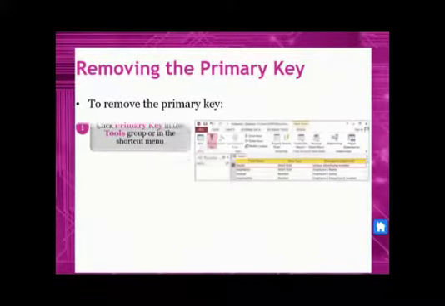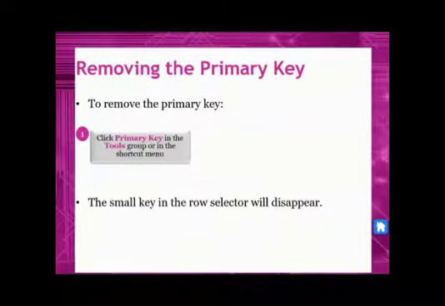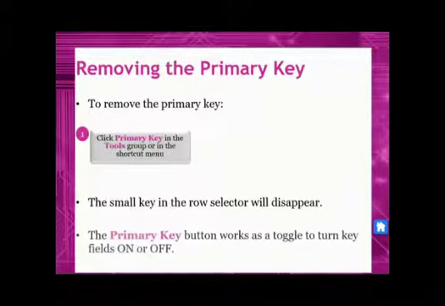Removing the primary key. To remove the primary key, click Primary Key in the Tools group or in the shortcut menu. The small key in the row selector will disappear. The Primary Key button works as a toggle to turn key fields on or off.